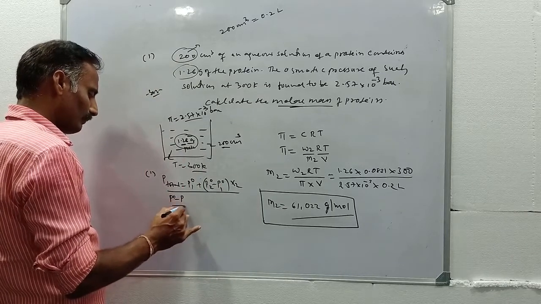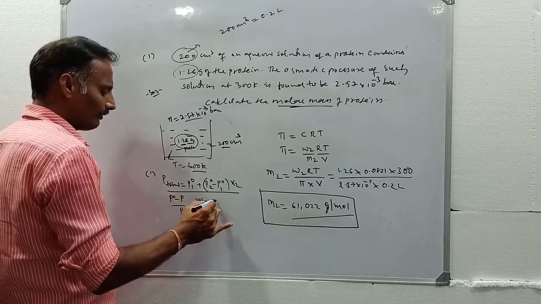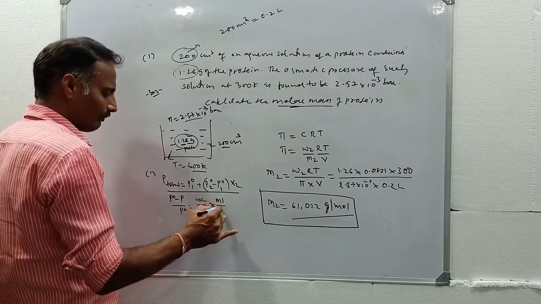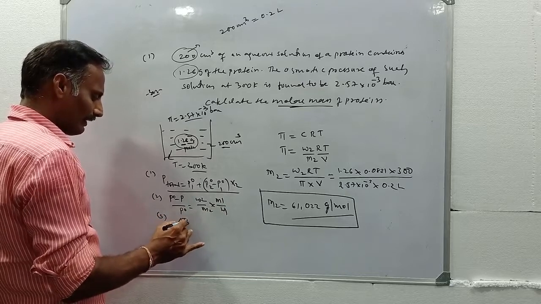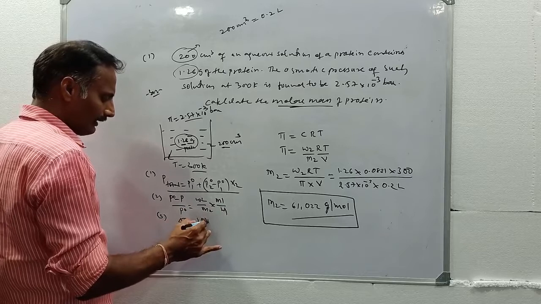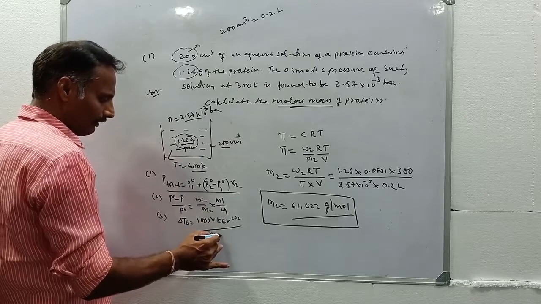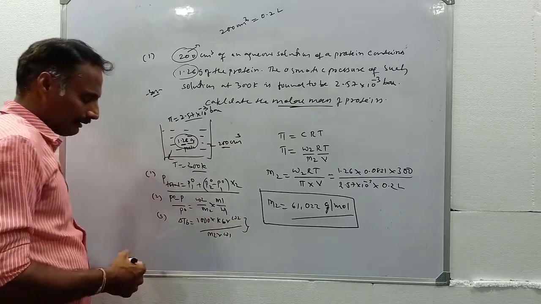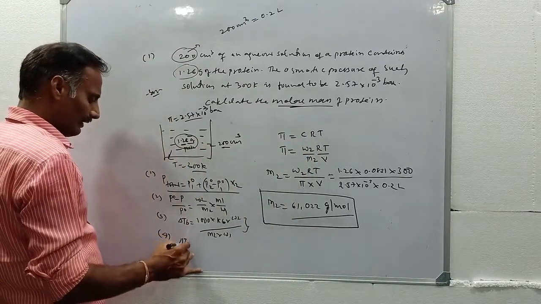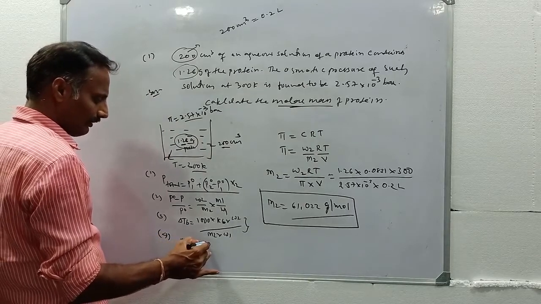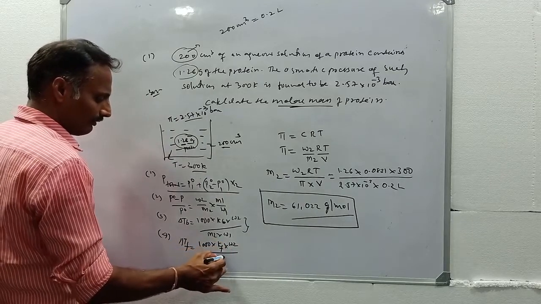Relative lowering of vapor pressure: (P naught minus P) by P naught is equal to W2 by M2 into M1 divided by W1. This is the second formula. The third formula is elevation of boiling point: delta TB equals 1000 into KB into W2 divided by M2 into W1. The fourth is depression of freezing point: delta TF equals 1000 into KF into W2 by M2 into W1.